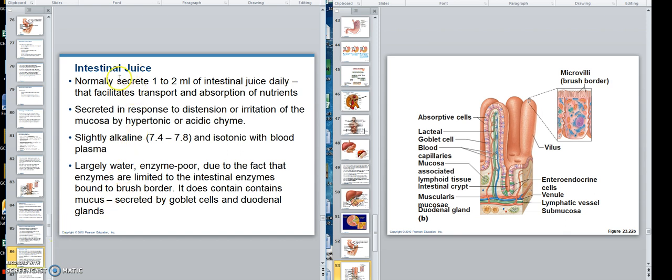Intestinal juice. Normally secrete 1 to 2 liters of intestinal juice daily. Secreted in response to distension or irritation, hypertonic or acidic chyme. Slightly alkaline, largely watery, enzyme poor due to the fact that enzymes are limited to the intestinal enzymes bound on the brush border. See, the secretion goes into the lumen, but the brush border enzymes hold these enzymes in the brush border. And we'll be looking at these brush border enzymes when we look at breaking down the various foods.